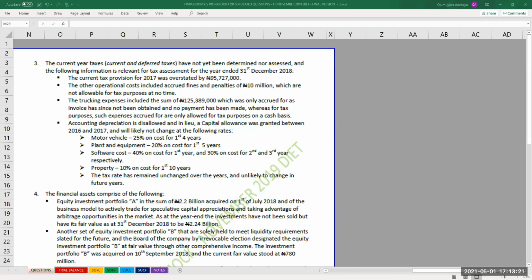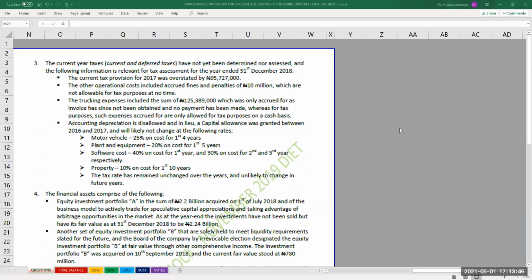Two, the other operational costs included accrued fines and penalties of 10 million naira, which are not allowable for tax purposes at no time. Three, the trucking expenses included the sum of 125,389,000 naira, which was only accrued for as invoice has since not been obtained and no payment has been made. Whereas for tax purposes, such expenses accrued for are only allowed for tax purposes on a cash basis.